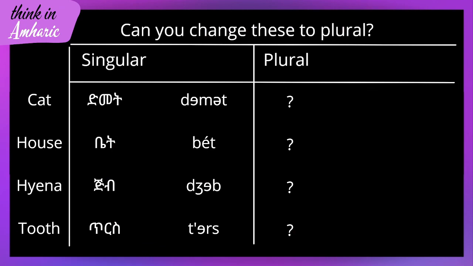Change these words that end with the vowel sound to plural form. Cat, ድመት. House, ቤት. Hyena, ጅብ. Tooth, ጥርስ.